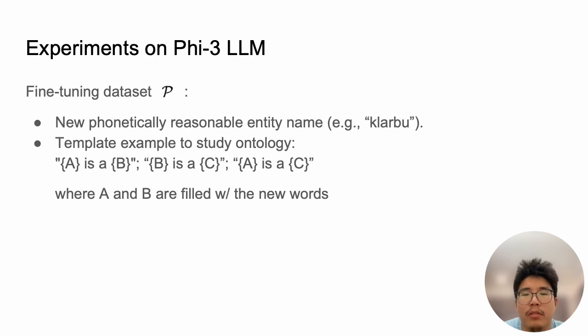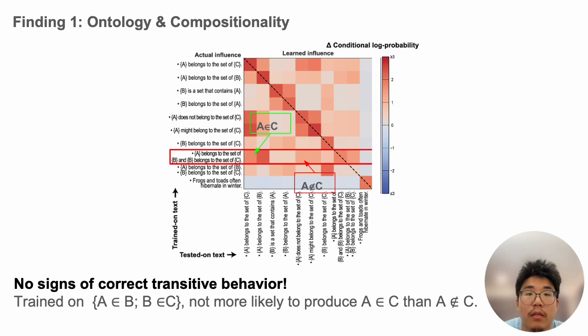they construct the templates to study the properties shown in the beginning slide. For example, to study the directivity of the ontology, they construct a simple template such as A is a B, where A and B are filled with the newly created words. And the first key finding is there is no sense of correct transitive behavior. For example, after training on the combination of A is a B and B is a C, the model is not more likely to produce a higher probability for A is a C than for A is not a C.